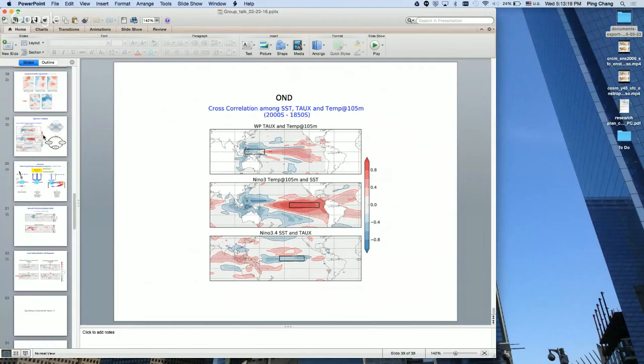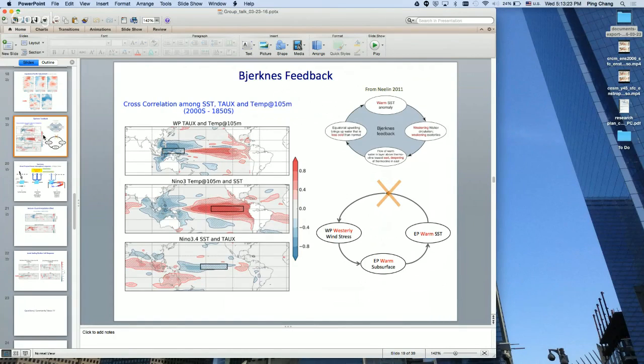What if you do the subsurface temperature correlating to the wind strength? You mean the other way around? Instead of correlating the wind to the subsurface temperature, you use the Niño 3.4 SST to correlate the subsurface temperature back to the wind strength. I can do that, and see what kind of pattern you have. In this case, it's just one way, but that should be done.